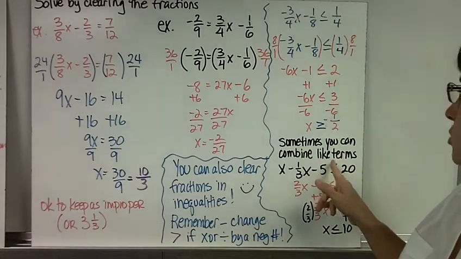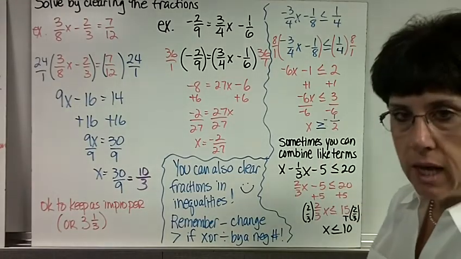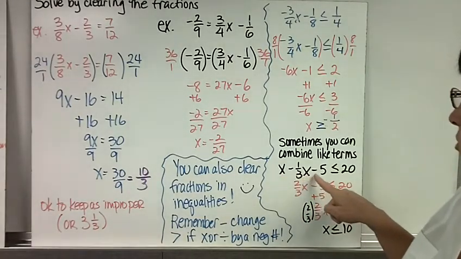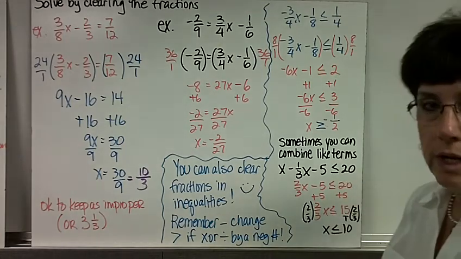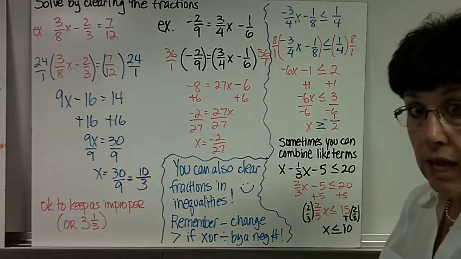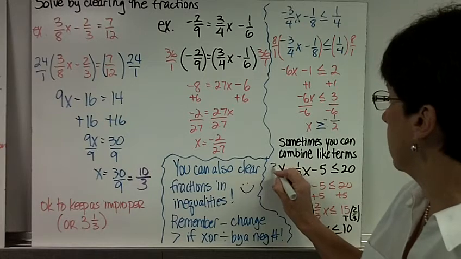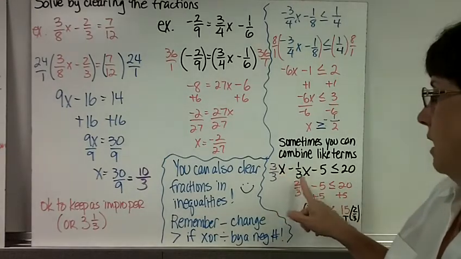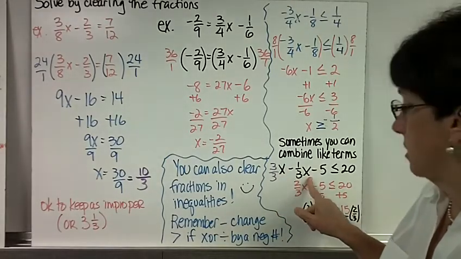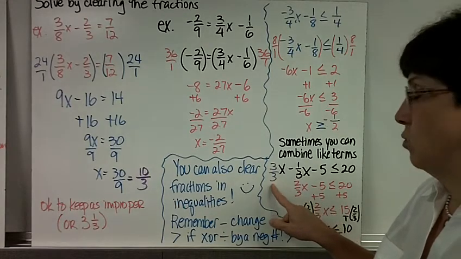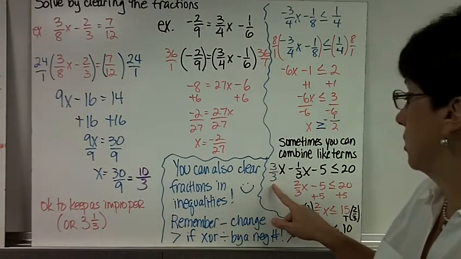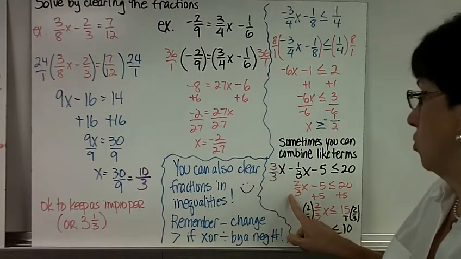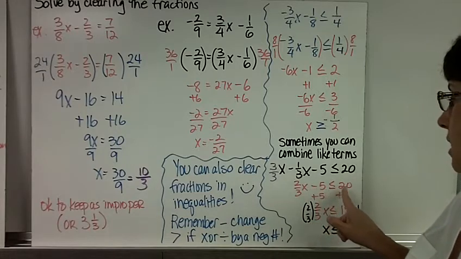Last but not least, sometimes you can combine like terms. So you don't automatically have to clear the denominator. Think about what you're doing. So here we have x minus 1/3 x minus 5 is less than or equal to 20. Remember, this x is the same as 1x, and I can change 1 into 3/3 because anything over itself is 1. So x minus 1/3 x is 2/3 x. So 2/3 x minus 5 is less than or equal to 20.